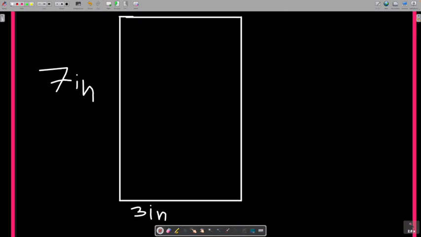Next, 7 times 3 is 21 inches squared. So you can just multiply them. 7 times 3, that is equal to 21. And then you can just put the unit here, which is inches, and then add squared to it. So 7 times 3 is 21 square inches. Inches squared.